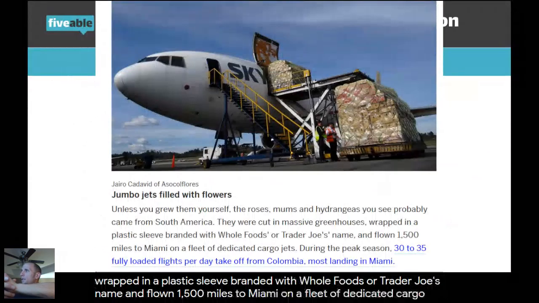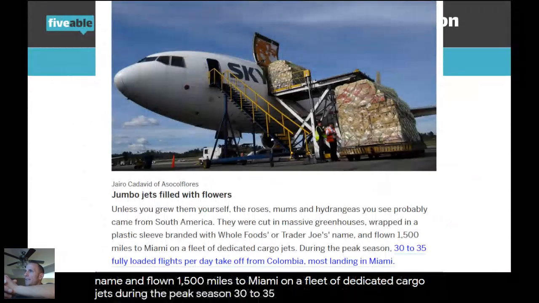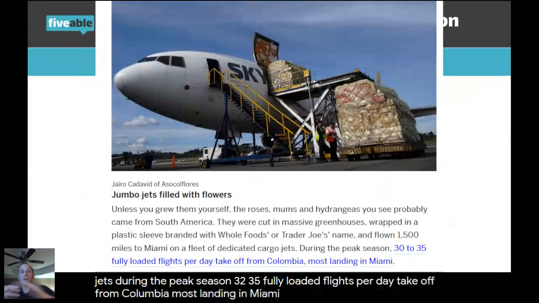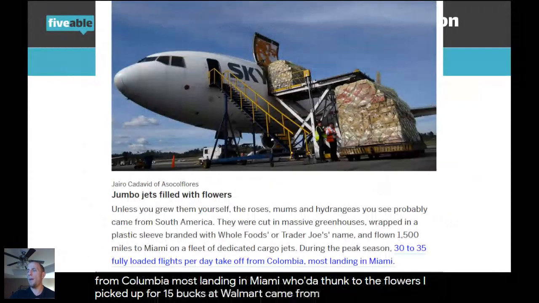During the peak season, 30 to 35 fully loaded flights per day take off from Colombia, most landing in Miami. Who'd have thought that the flowers I picked up for $15 at Walmart came from Colombia? Yet, with globalization and transportation networks the way we have it and modern technology, that's exactly where they probably came from. I'm not saying you don't have local gardeners, but a lot of these Walmarts and things like that will get flowers from another country because we can.